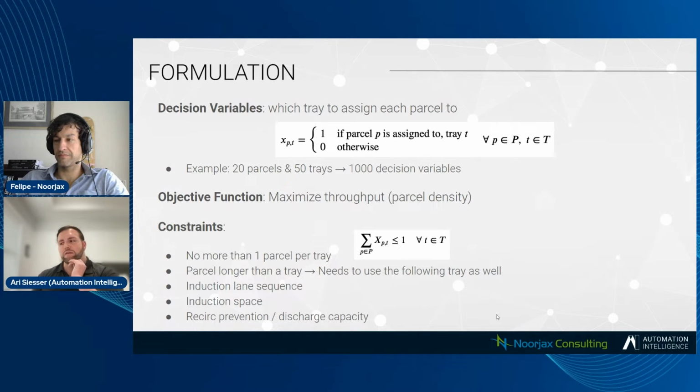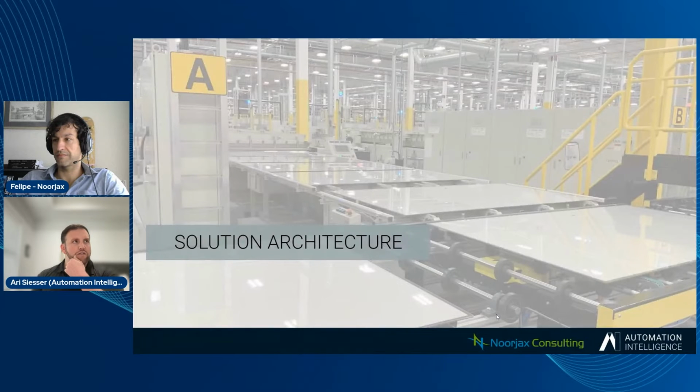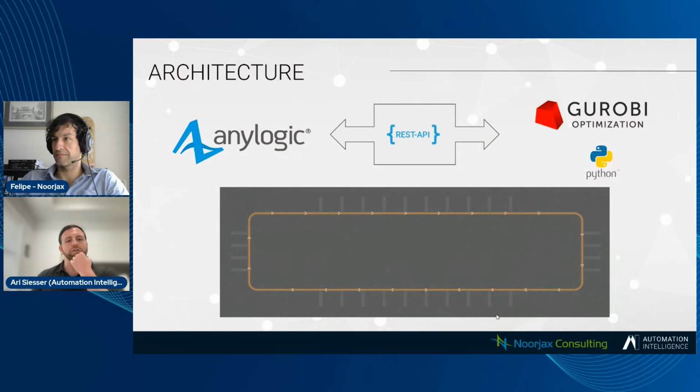But the mathematical optimization is only one component, right? That solves a particular instance with parcels and trays. Now we need a full-scale solution to be able to test this. So how did we go about architecting this solution? We can advance, Felipe, to the next slide. So working with Felipe, we came up with an example of a tilt tray sorter. The left and the right side that have the 4 lanes, those are the induction lanes.